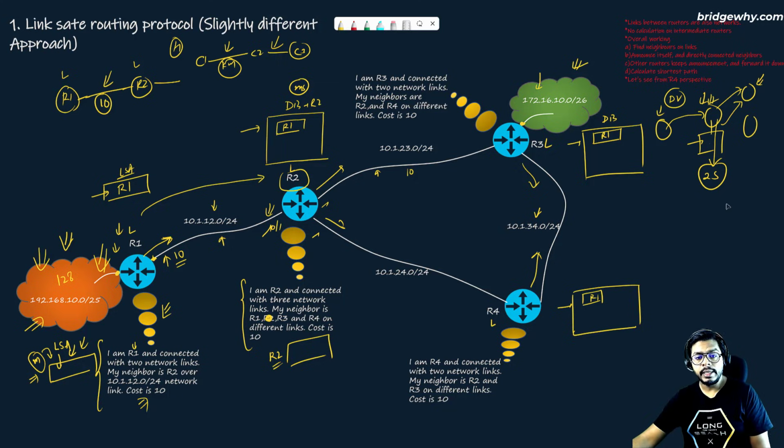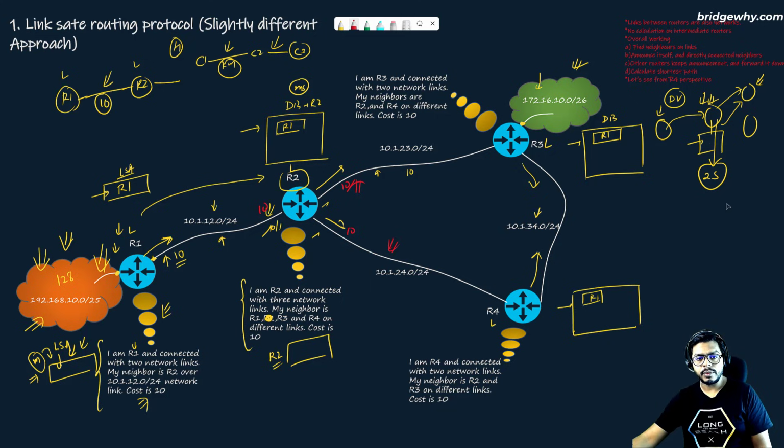Which is its neighbor. Similarly, over this link, if I draw with the red pen, we have a neighbor of R2, which is R3. Similarly, over this link, we have a neighbor of R2, which is R4. So it is saying I have three links. I want to advertise them. And it is also advertising what are the neighbors associated with them, right? As simple as that. Now the cost is again 10, so it is saying that everything is 10, 10, 10.